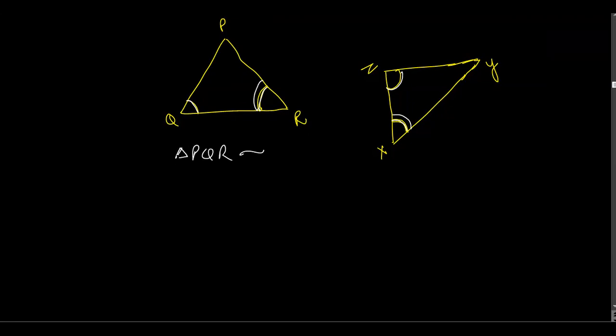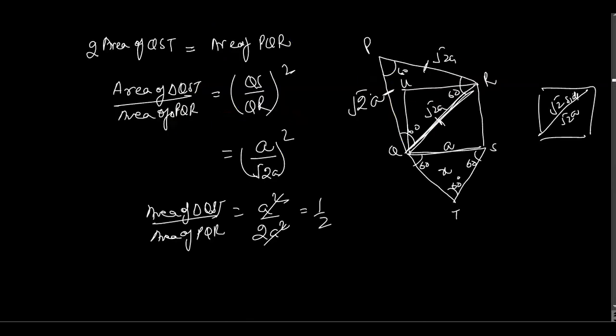Okay, so the answer is triangle PQR is similar to triangle YZX. Triangle Y, okay, then YZX. Z and X. Okay, let's move further.